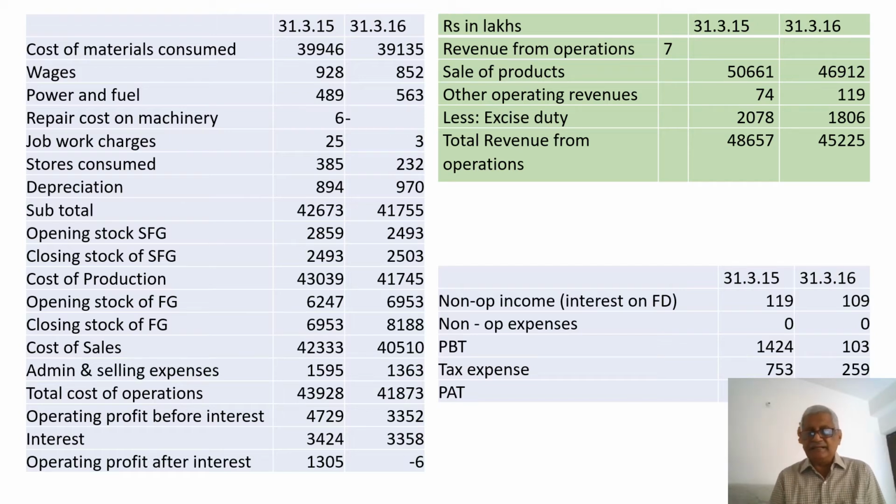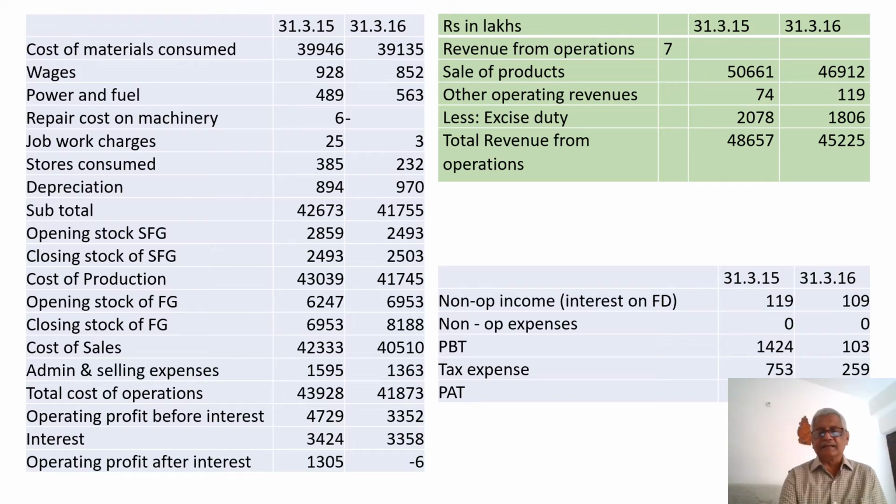Now, we have added the non-operating income, which is nothing but interest on fixed deposit in this particular case, which was 1.19 crore in 31/3/15, which has decreased to 1.09 crore in 31/3/16. There are no non-operating expenses, so the profit before tax was 14.24, which was 1.03 in the case of 31/3/16. From there, the tax is deducted. Then you get what is called as a PAT of 6.71 and minus 1 crore 56 lakhs. This is how the analysis is done.